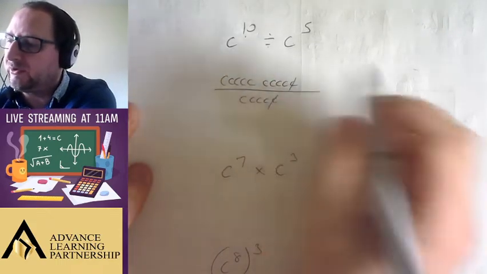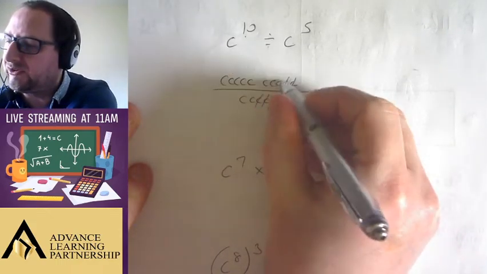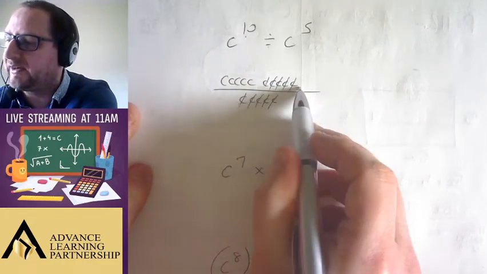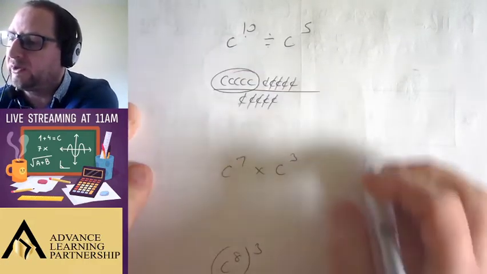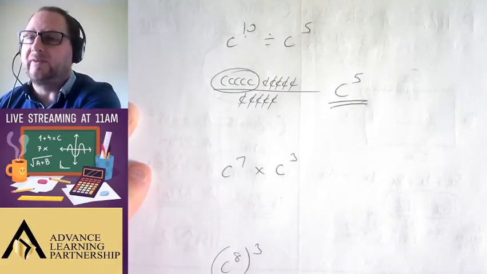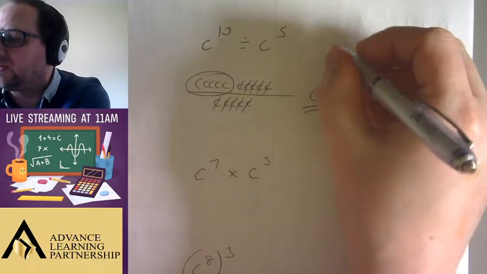C goes into C once, C goes into C once, and so on, five times. So these 5 C's go into these 5 C's once, leaving you with one lot of 5 C's multiplying together. So you get a final answer of C to the power of 5. What we're doing here is the second law of indices.